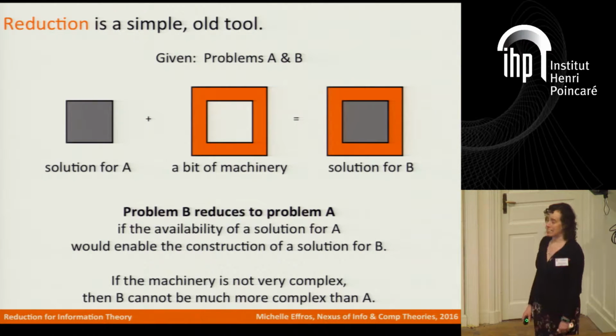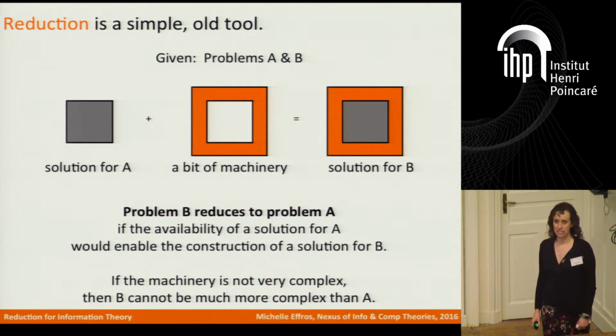Now, typically in the CS theory literature, this is used as a way to compare complexities of two problems. So in particular, if you know that the machinery that you had to add on is not too complex, then problem B can't be much more complex than problem A. And so it's used to compare the complexity of problems. It sounds so simple as to be almost trivial, but in fact it's an incredibly powerful tool.